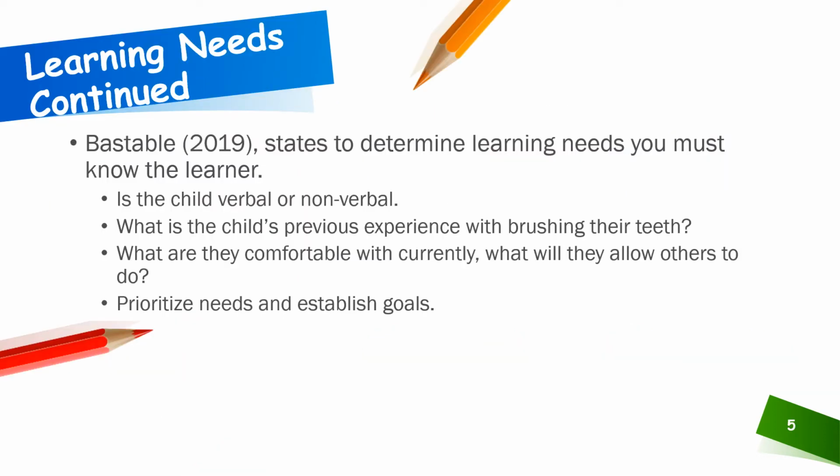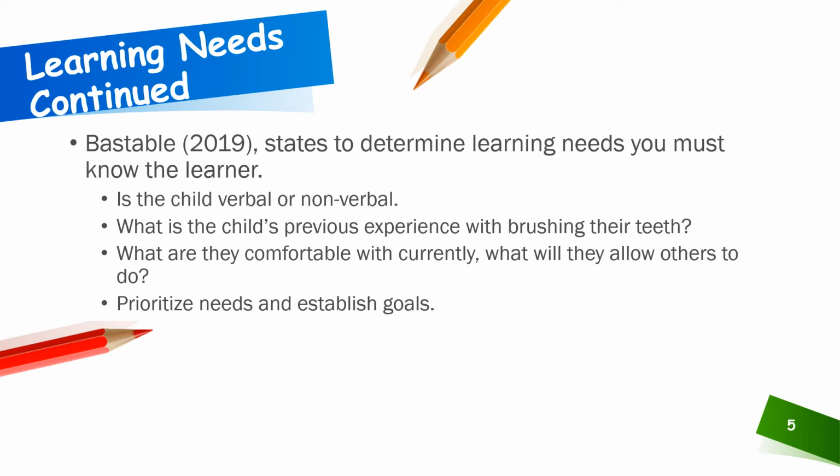The Stable 2019 states to determine learning needs, you must know the learner. So we really have to identify who the child is. Is the child verbal or are they nonverbal? This is a big factor in determining our teaching method. What is the child's previous experience with brushing their teeth? Do they currently brush their teeth but they just don't get all areas? Do they already know how to put toothpaste on their toothbrush? That kind of stuff. And then what are they comfortable with currently and what would they allow others to do?